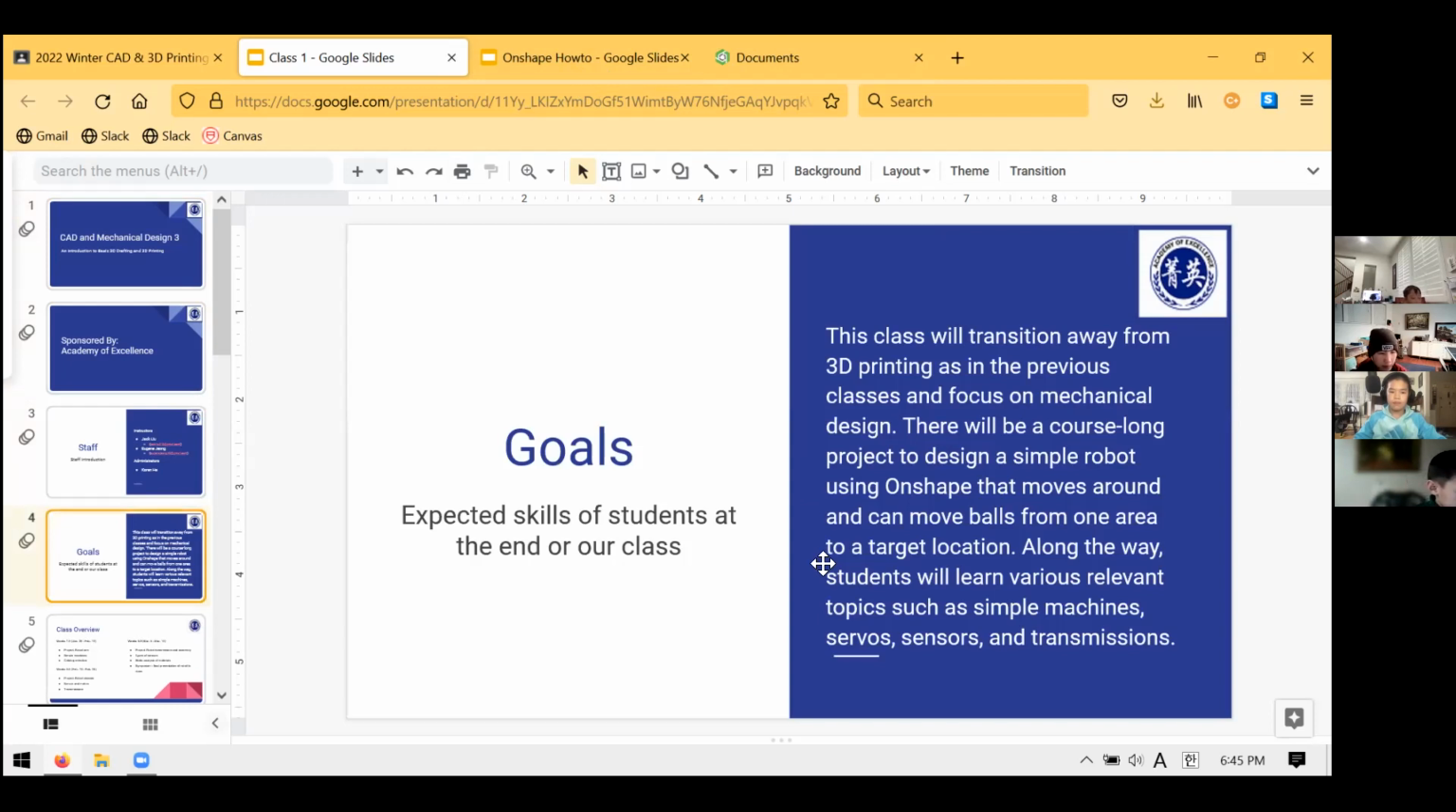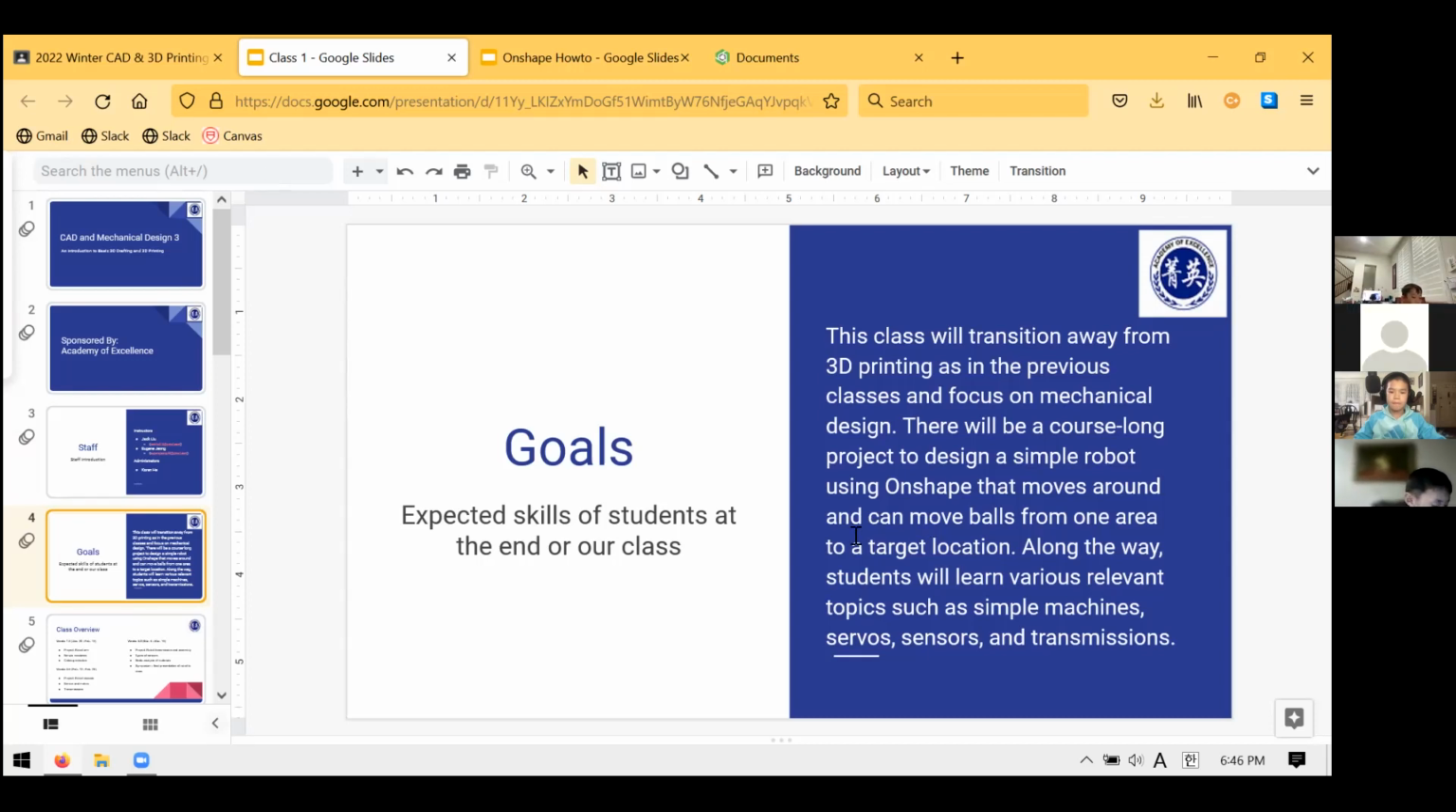And with that, we'll go right into the goals for this class. So for those of you who were in the previous classes, maybe with me, maybe with someone else, the goal is kind of to transition away from just learning the basic fundamentals of how to use Onshape and the stated goal of 3D printing, and moving towards a new goal of applying our knowledge of 3D CAD to a specific goal. In this case, we look at the traditional, typical middle school or high school robotics competitions as a motivation for why we'd want to study CAD.